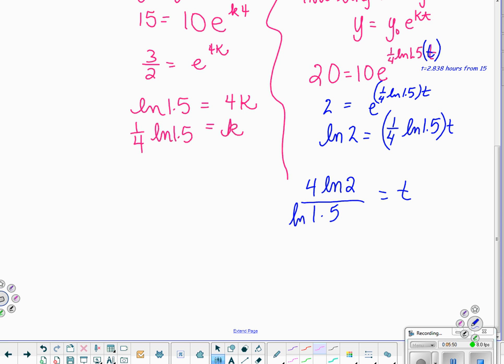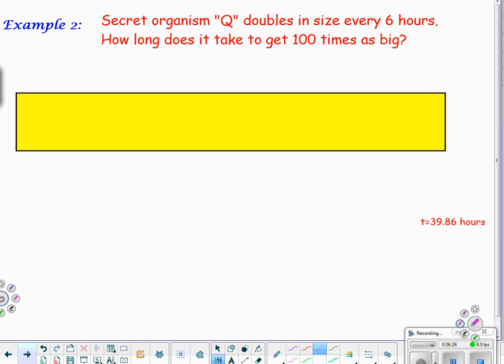And according to my previous work, it's 2.838 hours from 15, but I started with 10. So from the beginning of time here, my amount is going to be 4 hours plus the 2.838, so I'm going to end up with 6.838. Because legitimately, there's nothing stopping you from saying, you know what, I'm going to start with 15 and move forward. It's just all a matter of what time element we want to start from. And I'm just going to say from the beginning part, it'll take about 6.8 hours to get to 20.